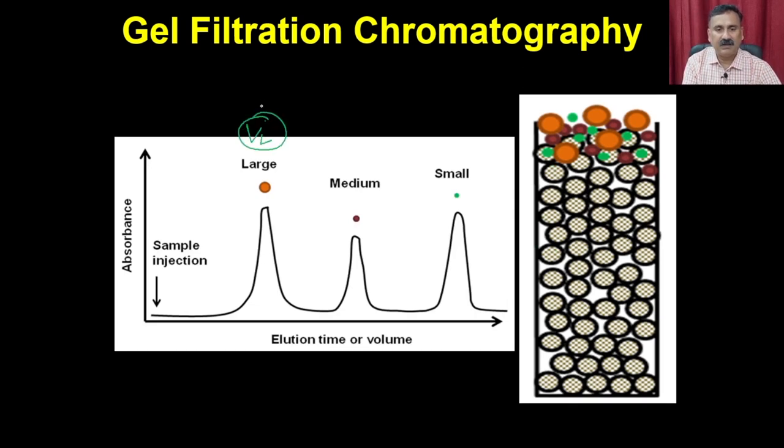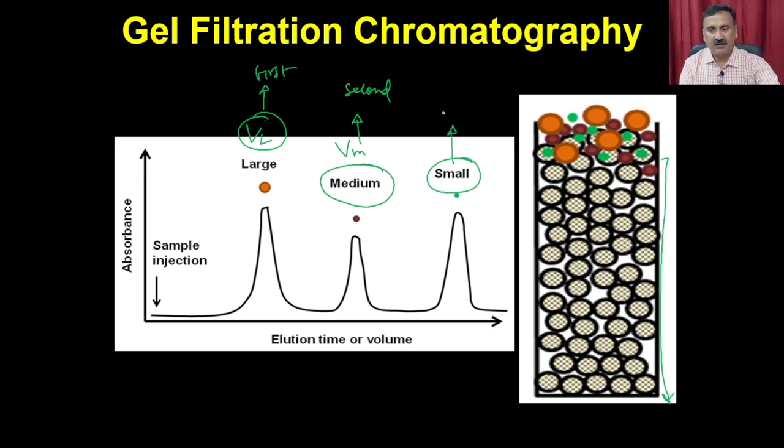So this means the VL is going to be eluted first. The middle size, the VM, is going to be eluted second. And the small one has to travel all the way from here to here, so it is going to take the largest distance, right? So it is going to be the last particle to come out from the column. Using this information, you can calculate the distribution coefficient.